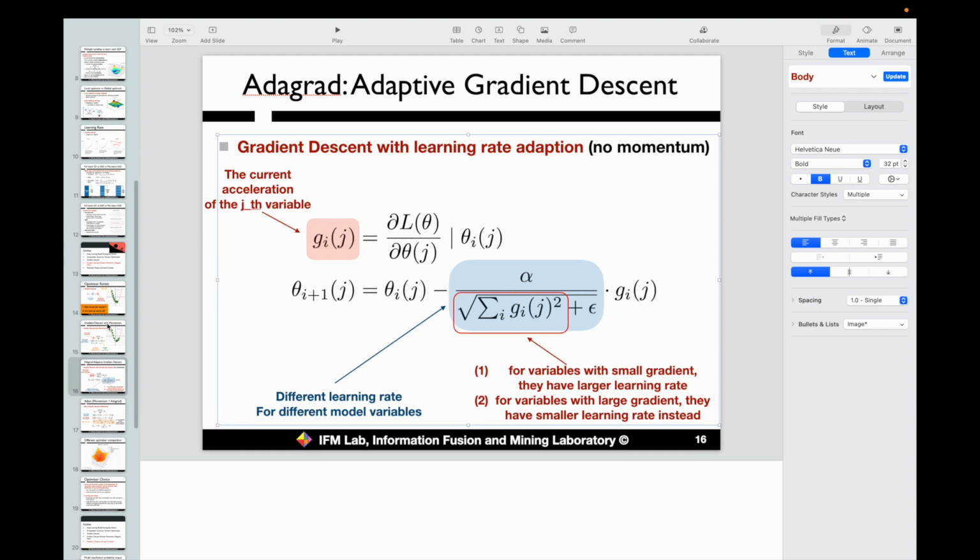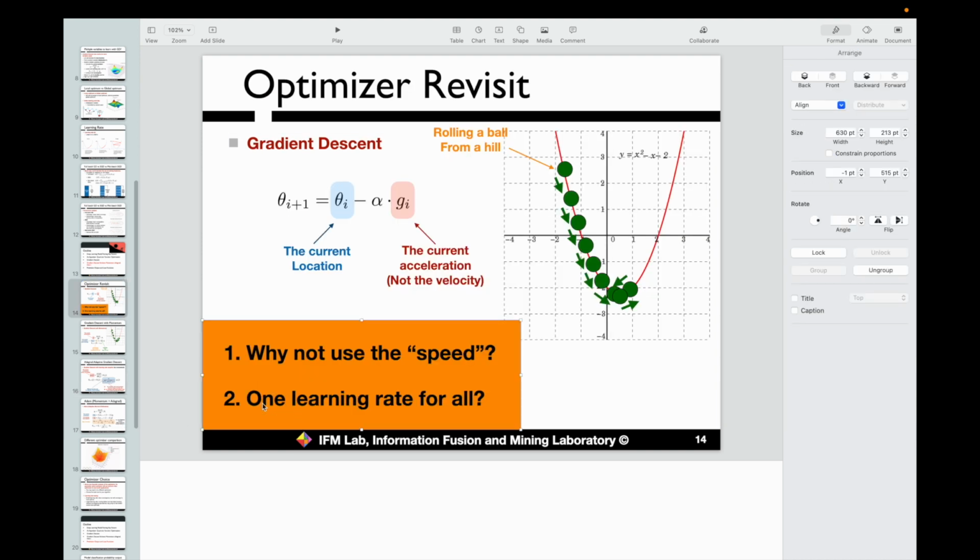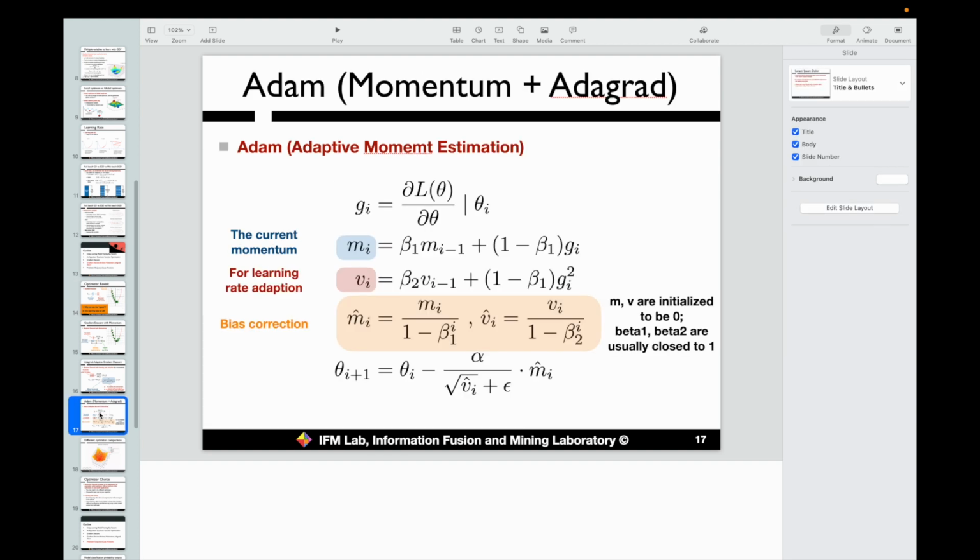Okay, this is where we address the second question. We can have different learning rates for different variables. And you may also wonder, can we combine them together? Someone has done this already: we can combine momentum with adaptive gradient descent together. It allows us to consider both the speed at which the variables are updated as well as different learning rates for different variables. The algorithm we introduce here is called ADAM. It denotes adaptive momentum estimation.